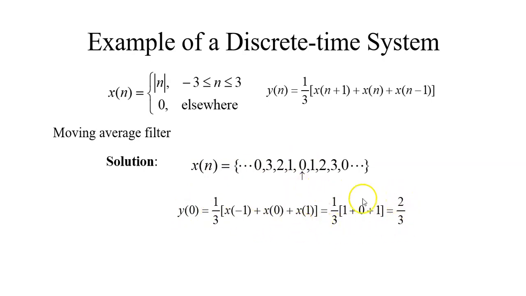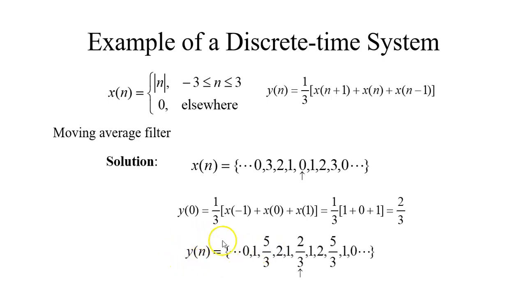But remember, in order to find only one output, we had to use this system for 3 samples. So this is the response of the system to have the output, and this is our input data. This is y of n in general. As you see, we found only y of 0. Now we have to find it for 1 and for minus 1.